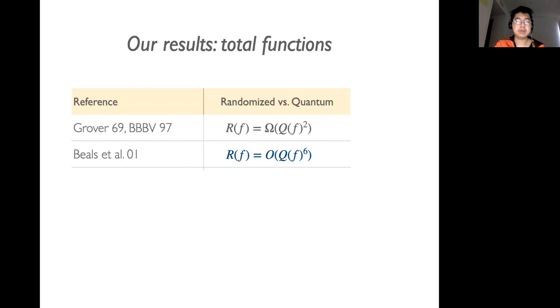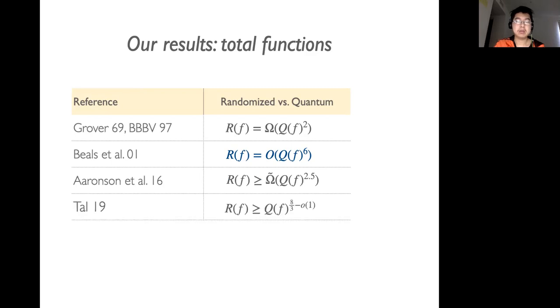For total functions, it is well known that the quantum and randomized query complexity are polynomially related. Prior to our work, the largest separation was due to Tal. He exhibited a function whose randomized query complexity is its quantum query complexity raised to the power of 8/3. On the other hand, Bansal et al. showed that a quantum algorithm can have at most a quadratic speedup.